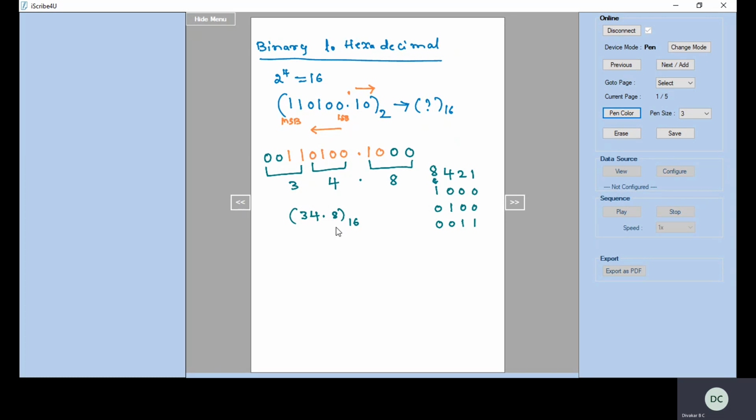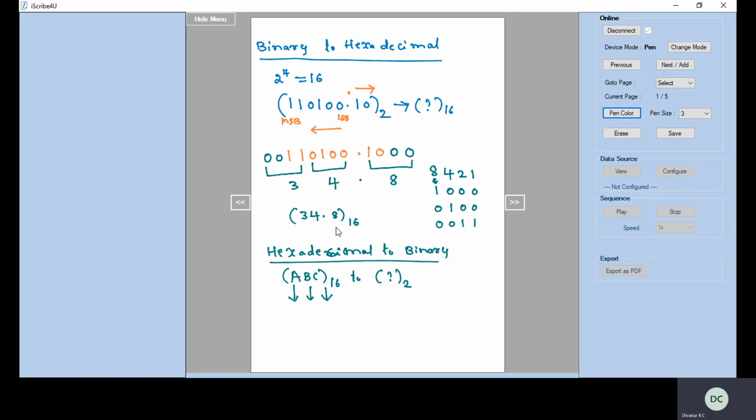The next conversion is hexadecimal to binary conversion. Given the number ABC, hexadecimal to binary. Since 2 to the power of 4 equal to 16, write the 4-bit pattern for the given hexadecimal number.